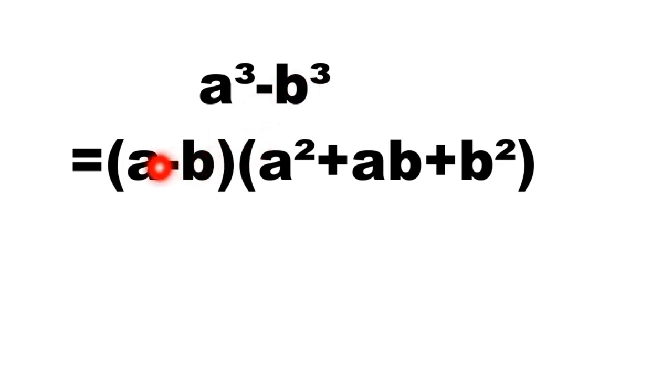And for the trinomial factor, the first term is the square of this one. A squared is the square of a, and plus ab is the product of a and b. And we have a minus sign here, minus here, plus, and the last term is the square of the last term of the binomial, b. So let's have an example.